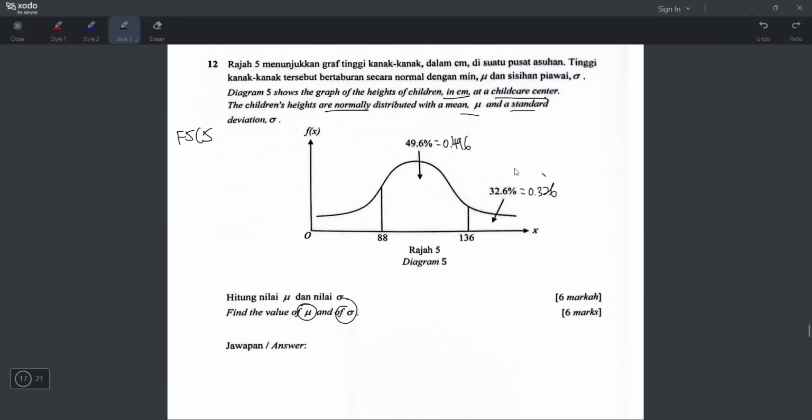So I'm going to write this one first. So how do we write that? P, which stands for probability, for x bigger than 136. The probability for x bigger than 136 will be this 0.326.